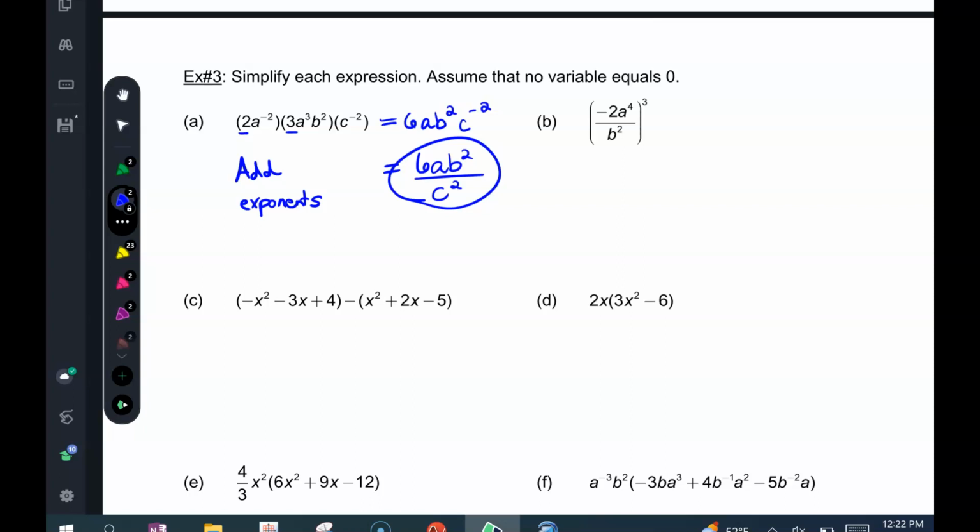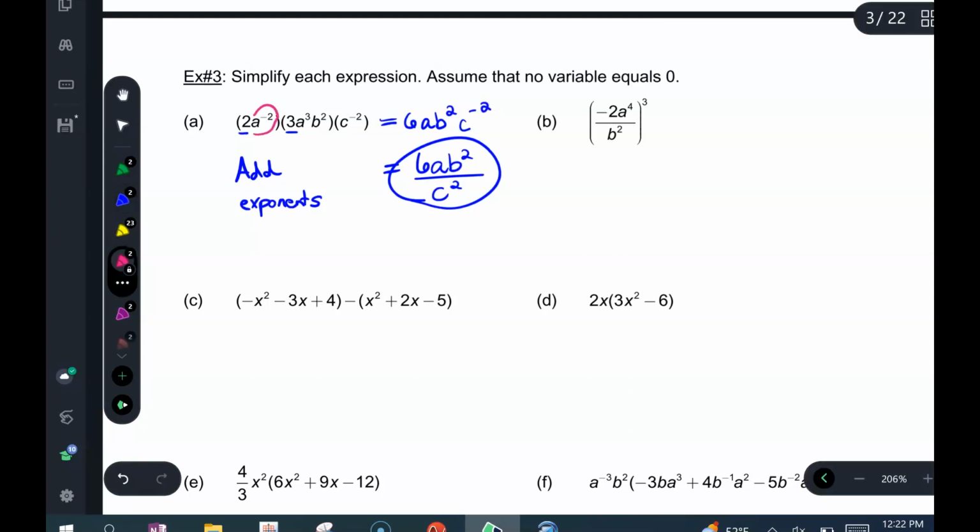Okay. Did you get this part? You have a to the negative 2 and a to the 3rd. Add the exponents, so that gives us a to the 1st. But then there's a b squared. These are all getting just multiplied together. So I'm looking for any other b's to combine. There is nothing, right? So that's the b squared. And there's nothing else to combine with the c to the negative 2. So I just move that to the denominator, but all of this stays in the numerator. Okay. All right, how about b?